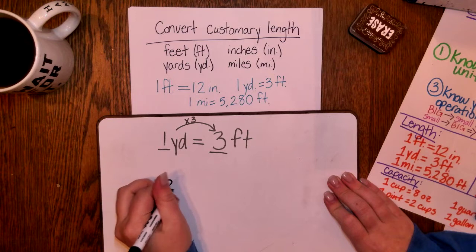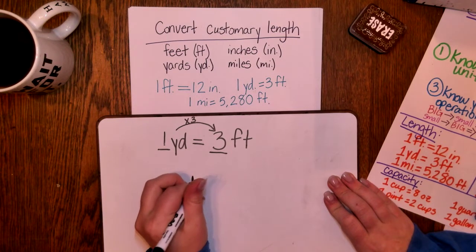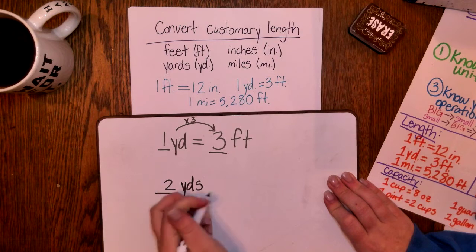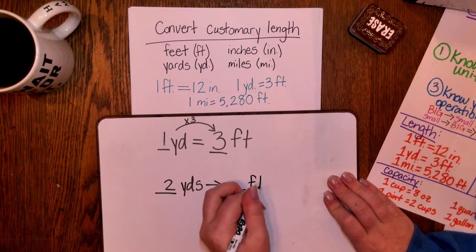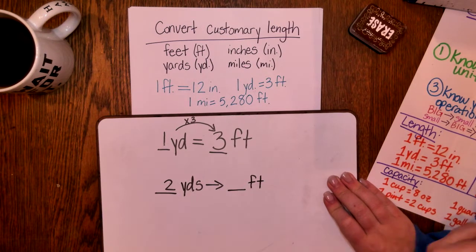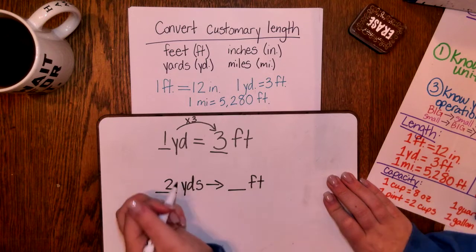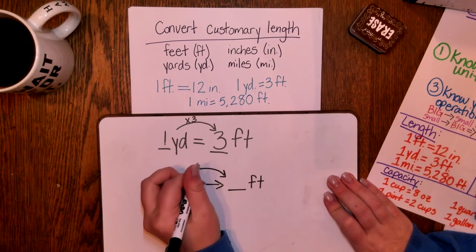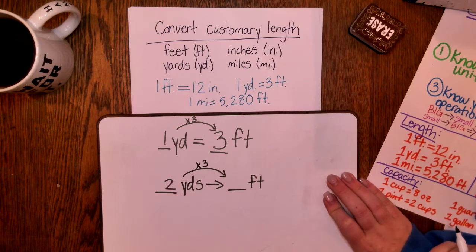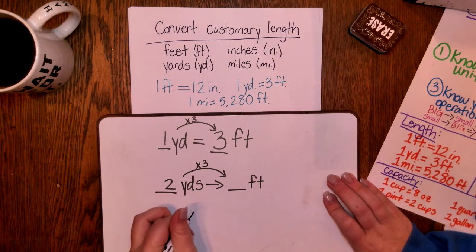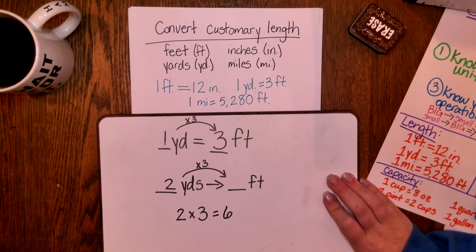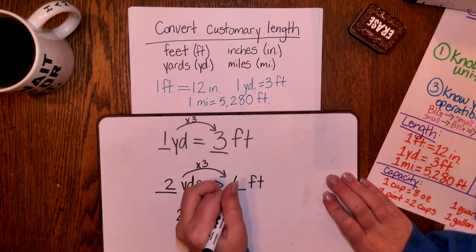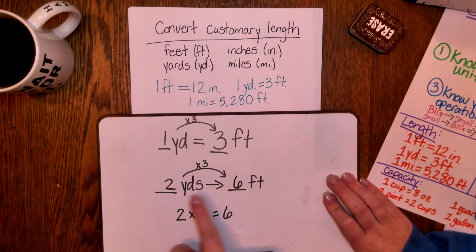So if I have 2 yards and I want to know how many feet, what am I going to do? I'm going to multiply by 3. So 2 times 3 equals 6. There are 6 feet in 2 yards.